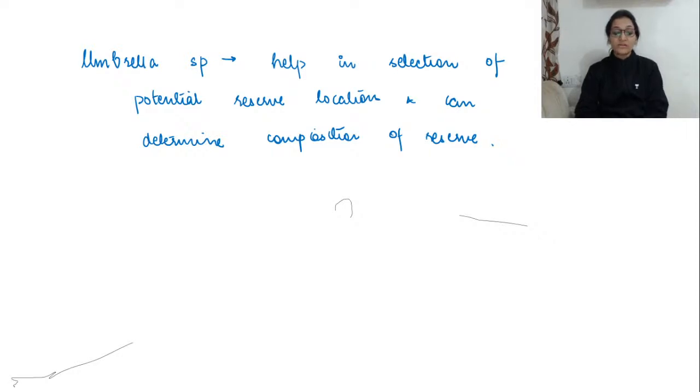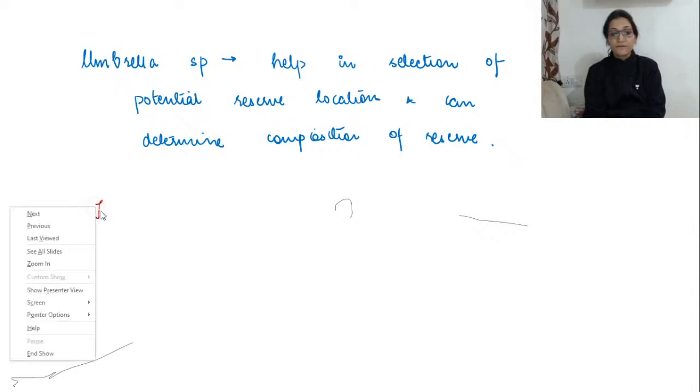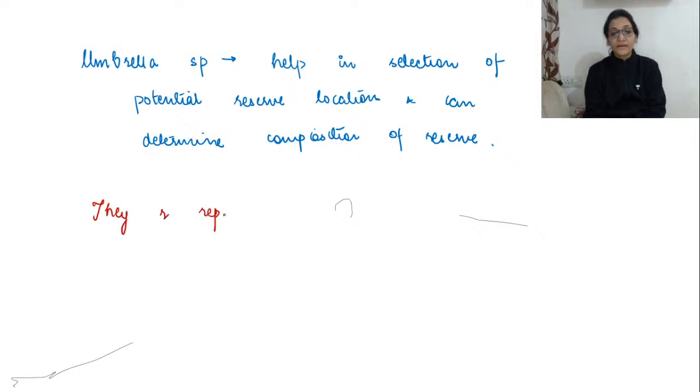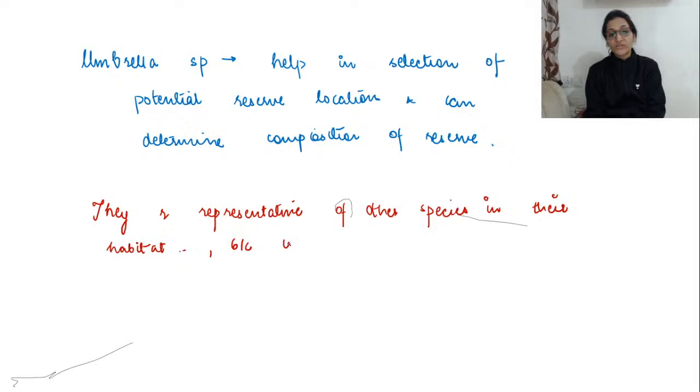Umbrella species are actually the representative of other species in their habitat, since they are known species and they also determine the area of conservation. So umbrella species are representative of other species in their habitat. Right? Why? Because umbrella species are actually known species.